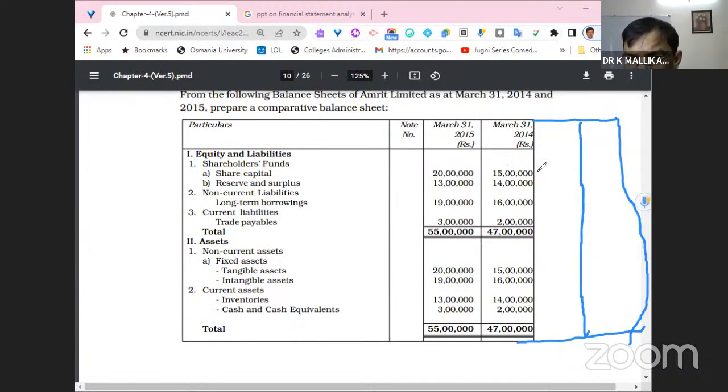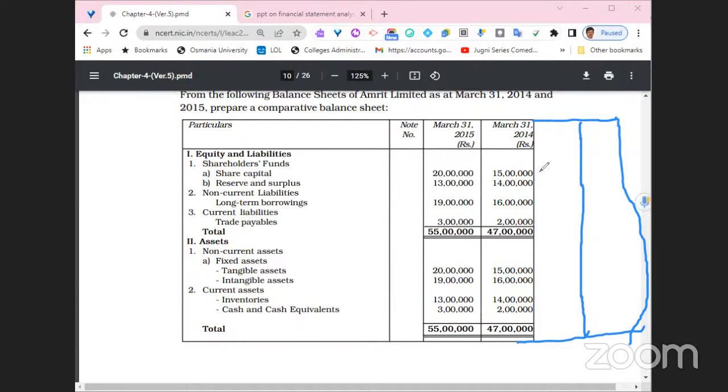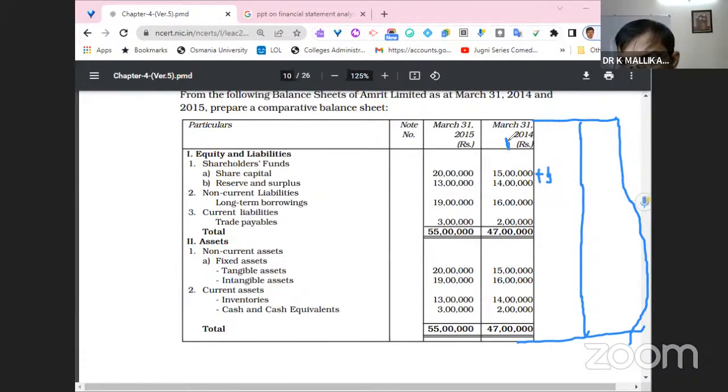What is share capital here? Increase or decrease? Share capital increased or decreased? Decreased by 5 lakhs. Oh no. Just see the upper column. See here. Share capital increase or decrease? Increase. Yes, 20 lakhs minus 15, sir. 5 lakhs. 5 lakhs plus or minus? Plus, sir. Plus 5 lakhs. It is an increase, yes, right? Sir. Compare. This is the previous year.